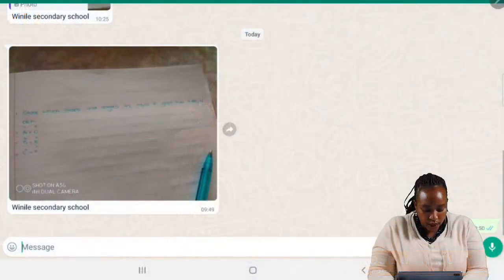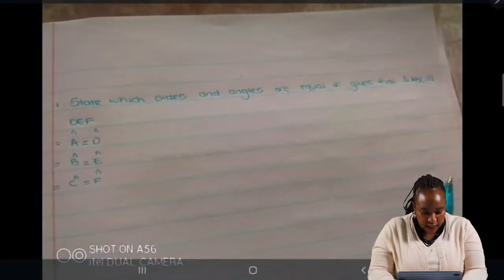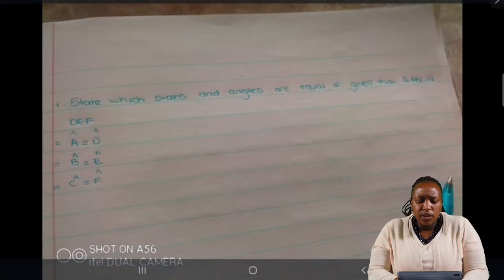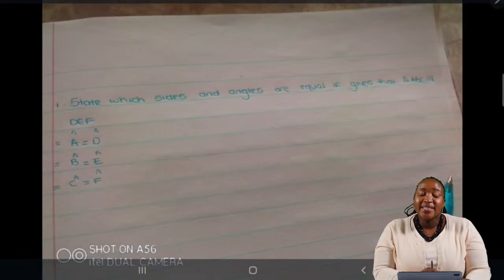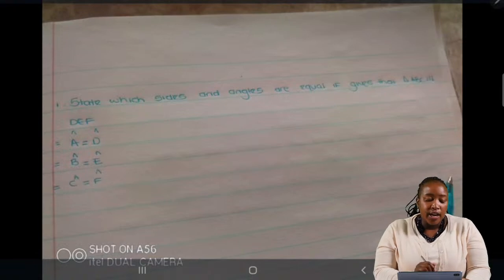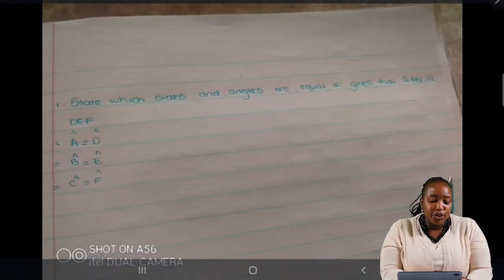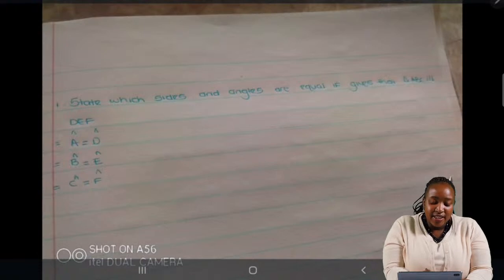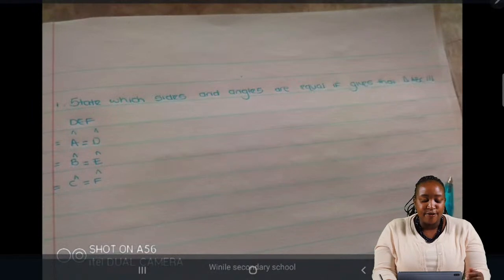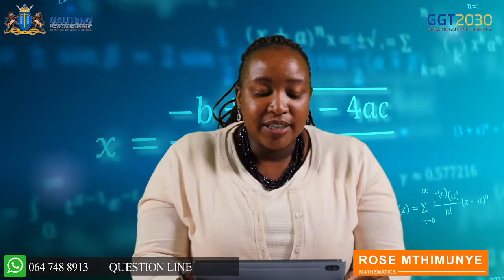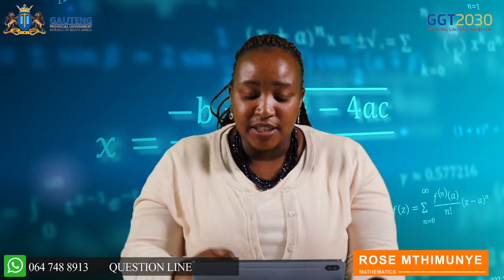So today we have work from Winila Secondary School, and it says state which sides and angles are equal given that triangle ABC is similar to triangle DEF. All right, okay, well done. You have all the angles correct. Just a tip when you're doing this, because you can't have two equal signs, just use the 3 dots to indicate therefore. That way you won't have 2 equal signs on the left and on the right. But very well done. I like that your work is so neat. That's a very, very good thing.